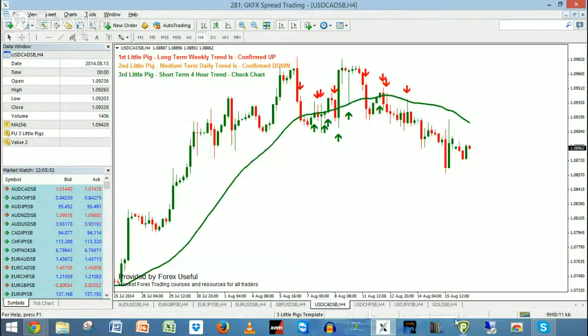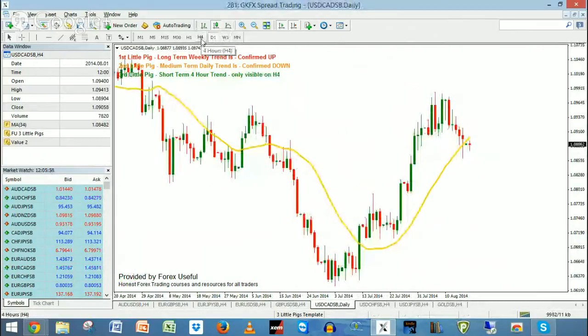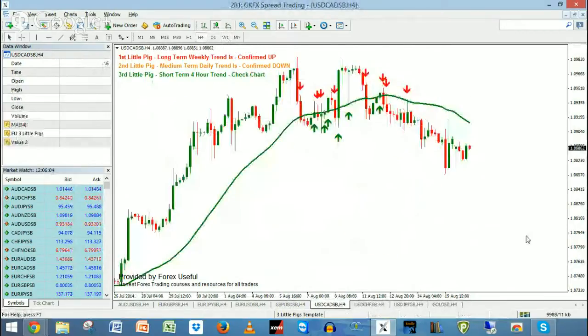USD CAD, up and down here, so weekly's up, daily's down. Likely move is that the daily will move back to come into sync with the weekly rather than the other way around. So if the daily pushes up, obviously we'll push up on the 4-hour as well, and we'll get a new long signal here on the Canadian dollar.